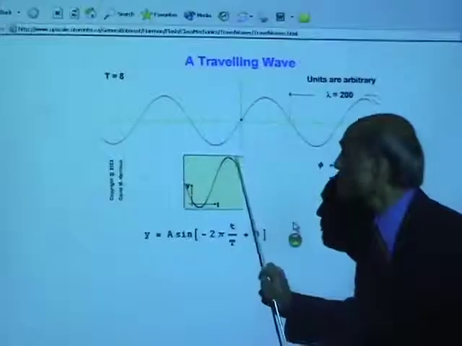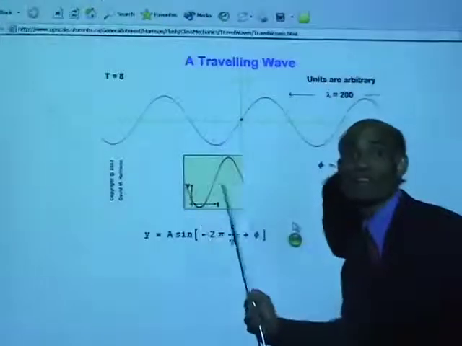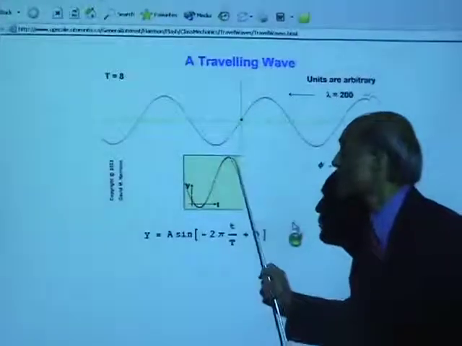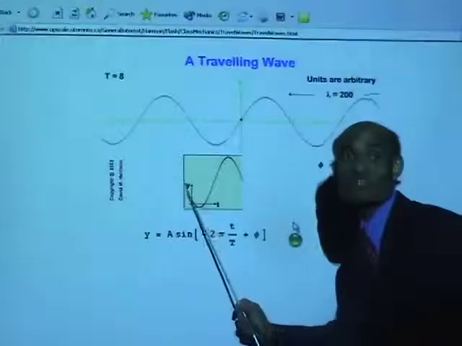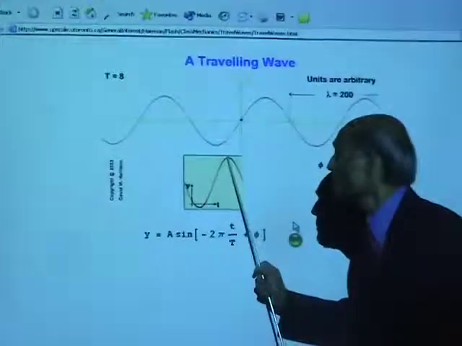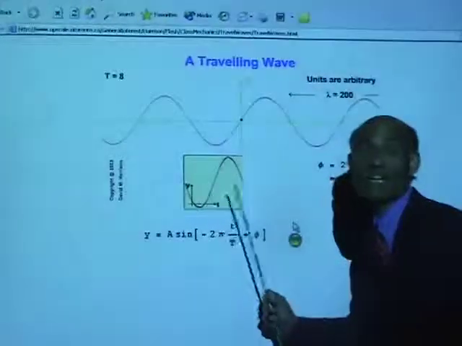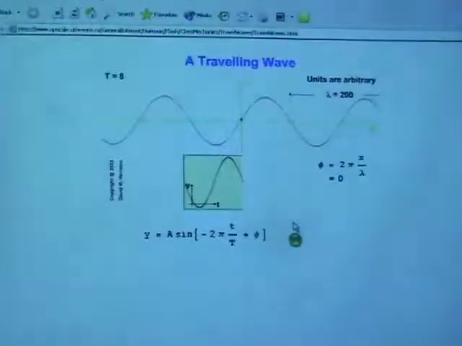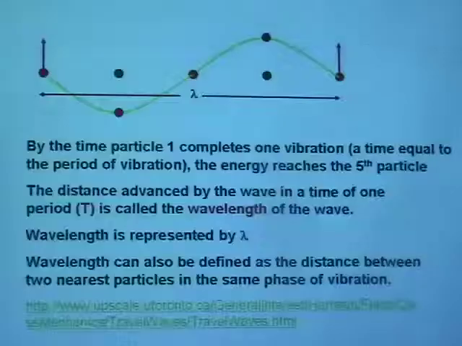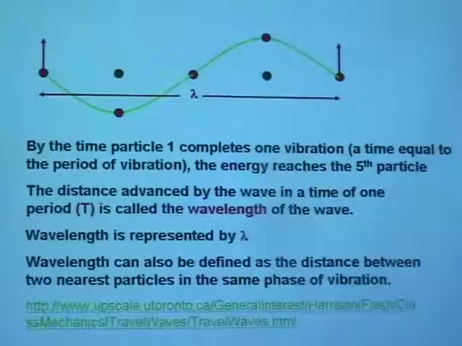Now look at the profile of the wave. We say a wave has a crest and a trough. Here, the particle here is at the upper extreme. The particle here is at the lower extreme. And that is the difference between the crest and the trough.